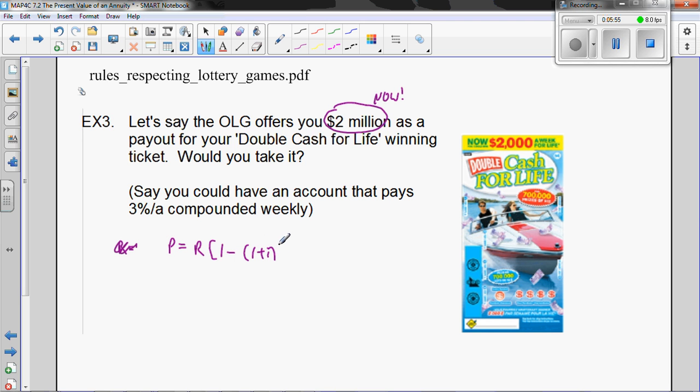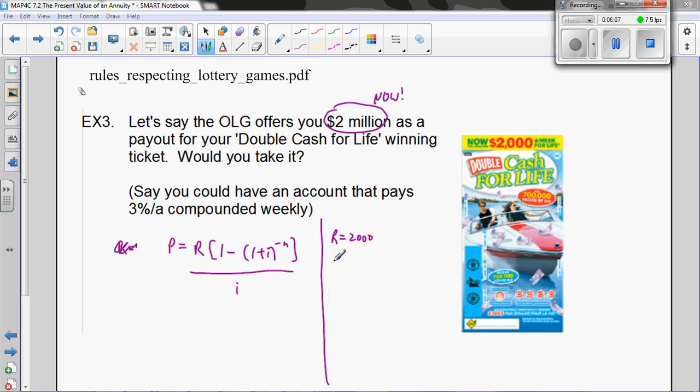1 plus i to the exponent negative n. All right. The regular payment was $2,000. And i is 3%, but compounded weekly. And again, there's one of those nasty expressions that we have to put right into a formula. n, this is weird, right? We know it's 52 times a year, but how many years are we talking?